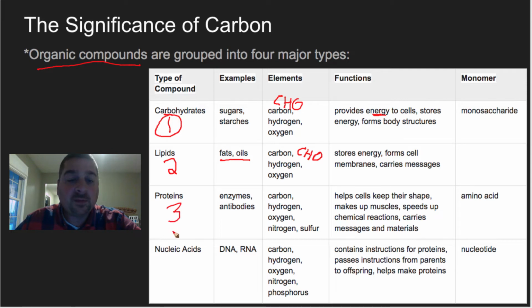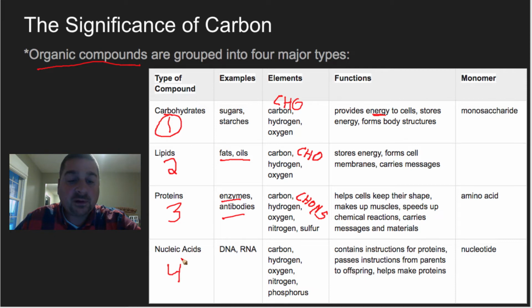Number 3, proteins. Proteins are used for enzymes which speed up chemical reactions, antibodies, and just structural purposes. Our hair, nails, skin is all made up of proteins. Proteins are CHONs, you know, CHO and N. CHONs: carbon, hydrogen, oxygen, nitrogen, and sulfur. And here you can see some of their functions.